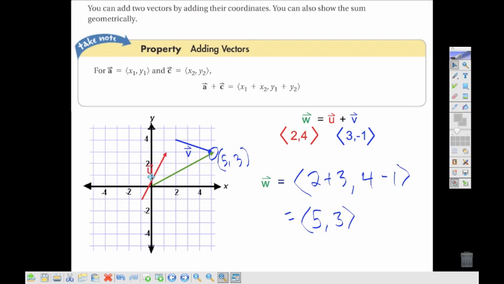Also, it doesn't matter which order I add these. Let's say that we had started by going with v and then laid u on the end there. It would end up in the same place, and we would have the same resultant vector for w.